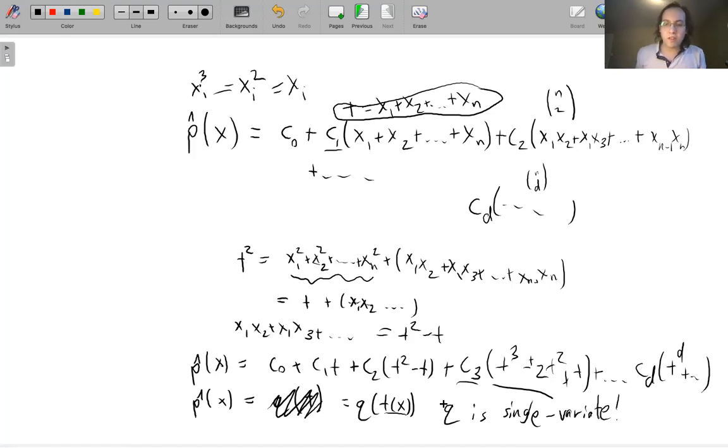Okay, so Q is just a single variate polynomial. Also, the degree of Q is at most D, which is at most the degree of P or P hat. So we've basically written P hat of X as a single variate polynomial of the sum of all the variables.